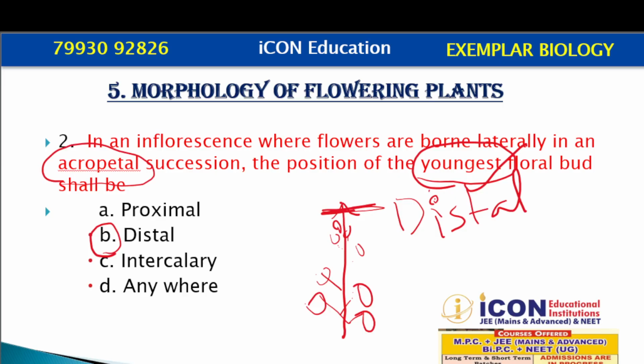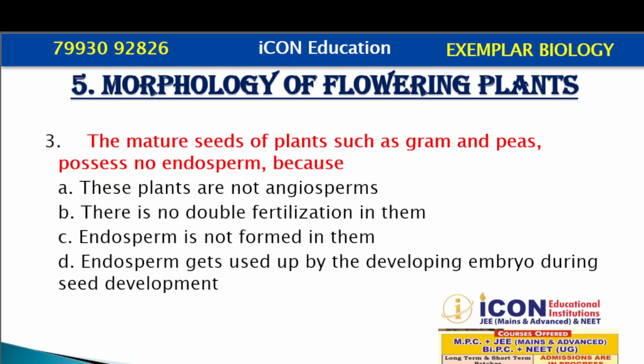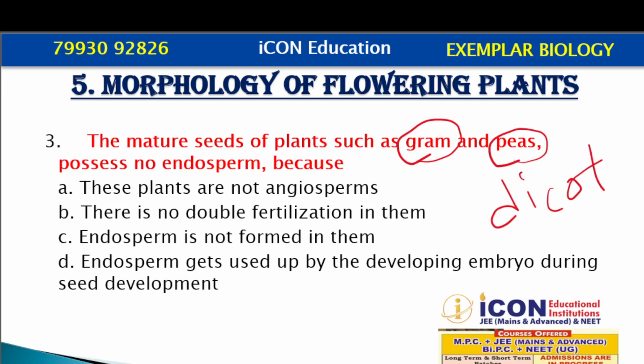Next, question number 3. The mature seeds of plants such as gram and pea possess no endosperm because, see, gram and pea both belong to dicot plants. So in dicot plants, the endosperm will be used by the developing embryo. Okay, during the seed development, the embryo will be using the endosperm. This is there in option D, that is endosperm gets used up by the developing embryo during seed development.